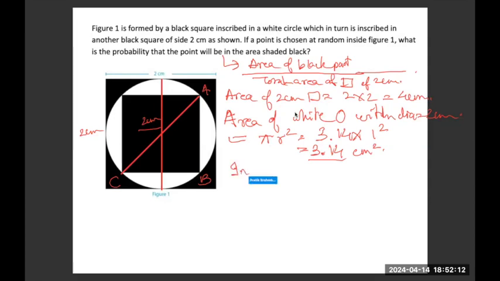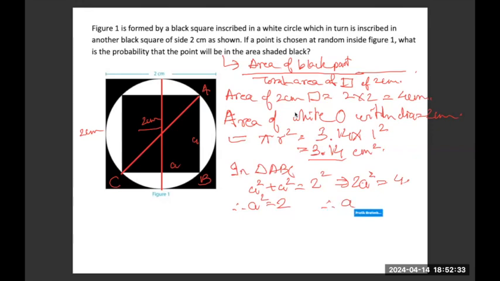So in triangle ABC, if one side is A, then A square plus A square will be equal to the hypotenuse, which is 2 square. So this implies 2A square will be equal to 4. Therefore, A square will be equal to 2 and therefore one side will be equal to √2. What it means is, you got the value √2 here, and √2 here also.